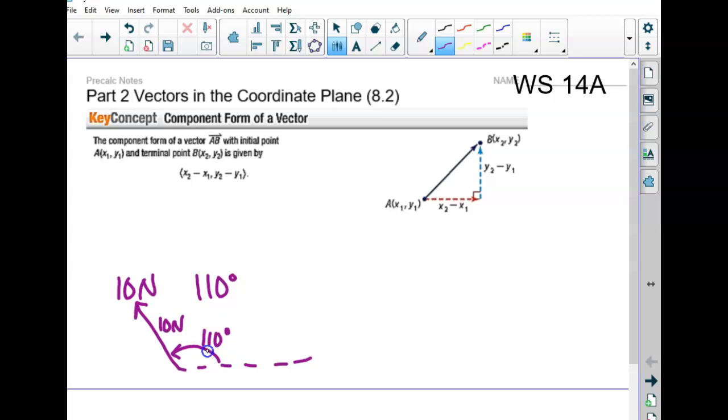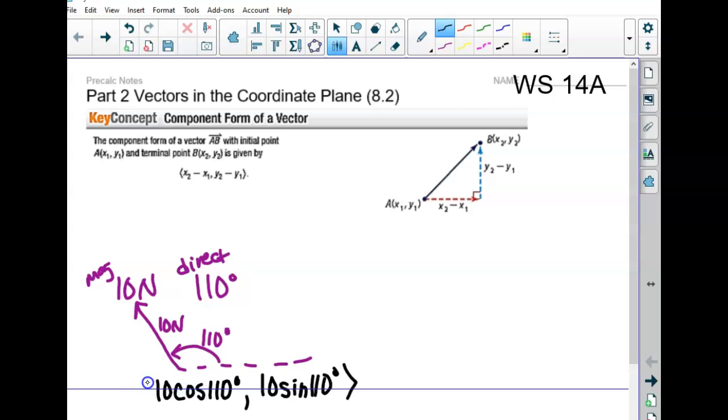Does anybody remember how we found the components when they already told us the magnitude? This one was giving us a magnitude and direction. Super important. Somebody remembers? We just did 10 cosine of 110, and then we did 10 sine of 110. And those were the components, and that means we drew those funky parentheses.